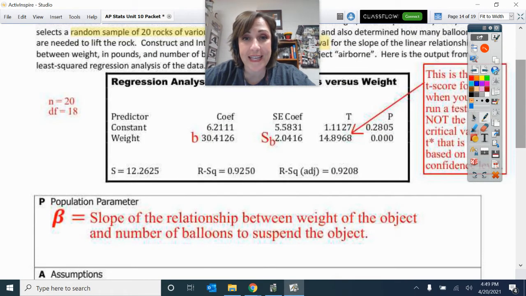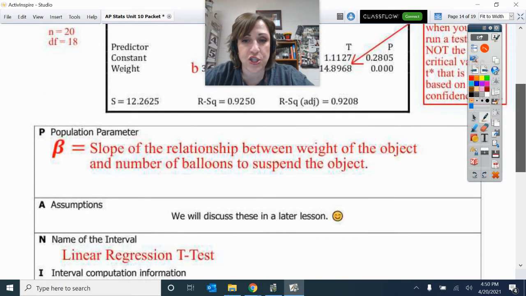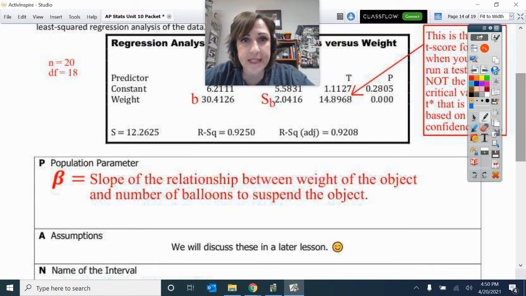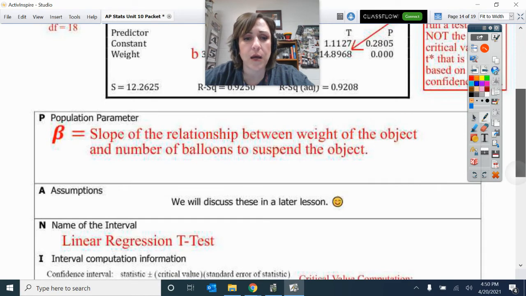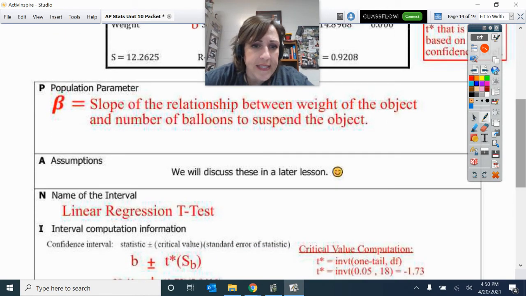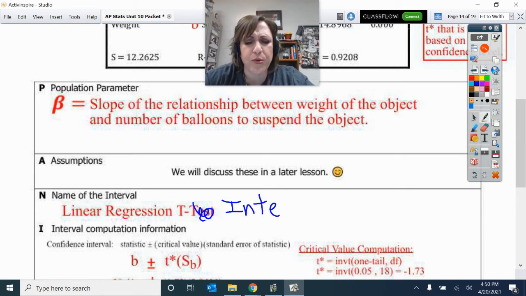Now, let's move on. We have got to define our parameter. Beta is the slope of the relationship between the weight of the object in pounds and the number of balloons that it takes to suspend it. Not doing the assumptions. This is a linear regression t... oh, that's wrong. This is a linear regression t interval. Hope I got that right on the previous page.